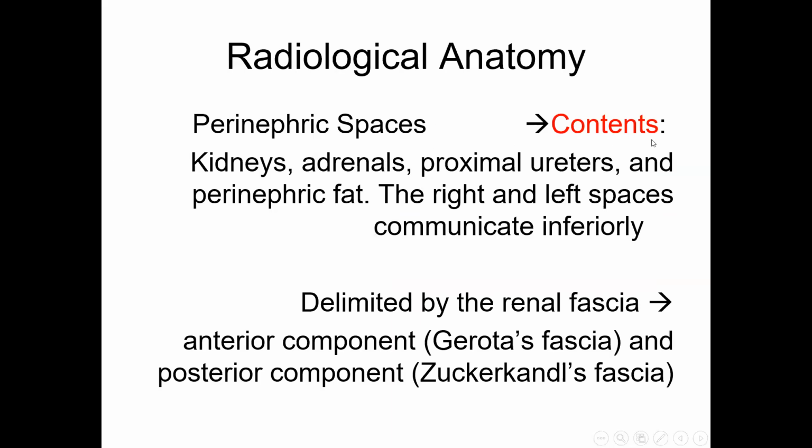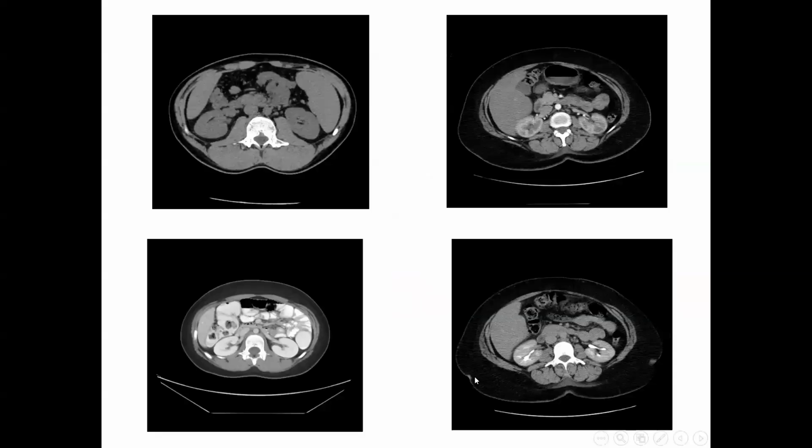Okay, so remember these contents in the retroperitoneum. We've discussed this: kidney, adrenals, ureters, perinephric fat, limited by the renal fascia. The anterior one is the Gerota's fascia, and the posterior one is the Zuckerkandl fascia. Now, let's see these CT images. This one is without contrast. You see there's no contrast inside the aorta and IVC, and there's no contrast in the collecting system.